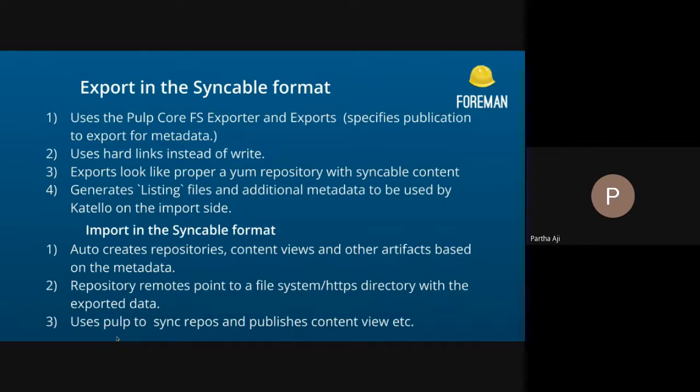So we use the Pulp Core filesystem exporter and exports. We specify a publication to export the metadata. We also use hard links instead of writing copies. In theory, this solves the 2x problem. Since we are using hard links, we're not consuming extra space in that inode. As long as it's in the same inode, we're consuming very minimal extra space.